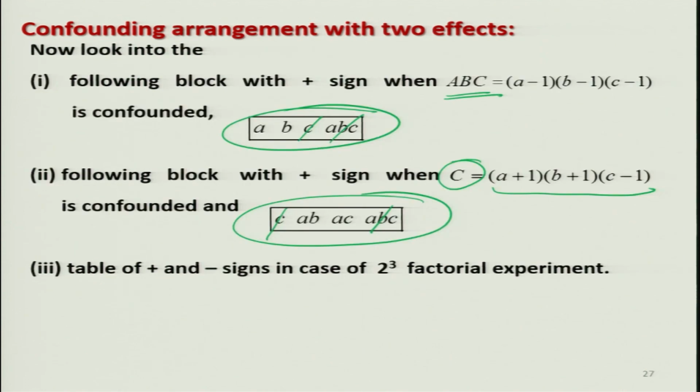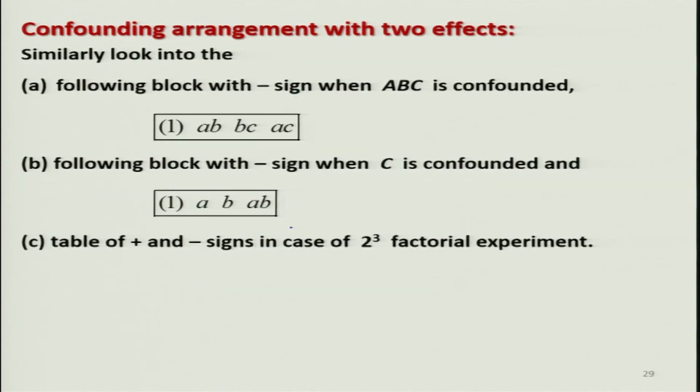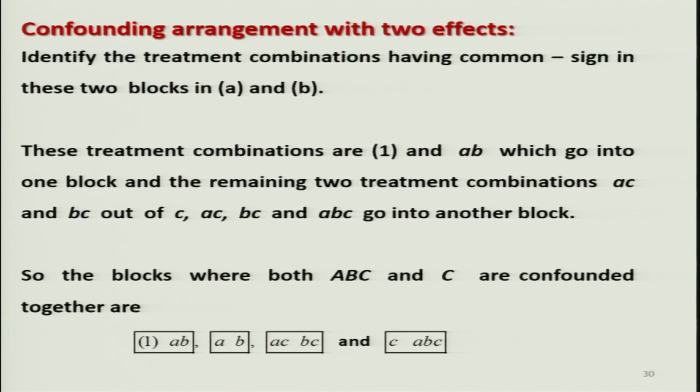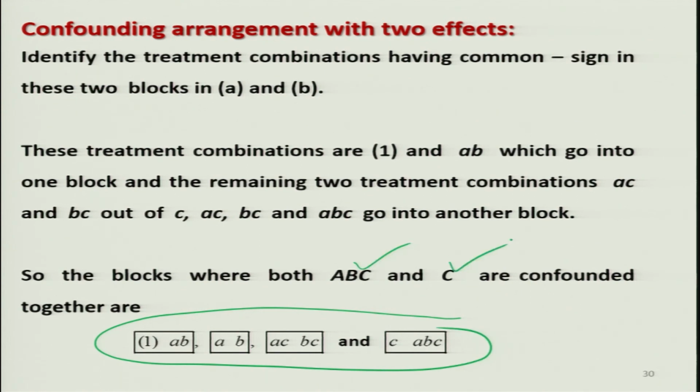So, you can see C and ABC you have given in one block. Now this AB will go into another block, and similarly from block number 2, you assign C and ABC into one block, and AB and AC will go into another block. So, this is what exactly I was trying to tell you. If you do this exercise, at the end you have these 4 blocks in which A, B, C and C both are confounded.